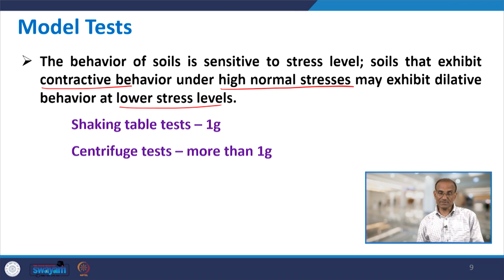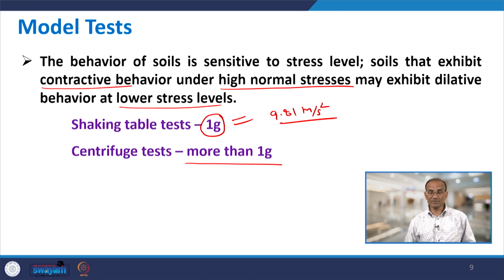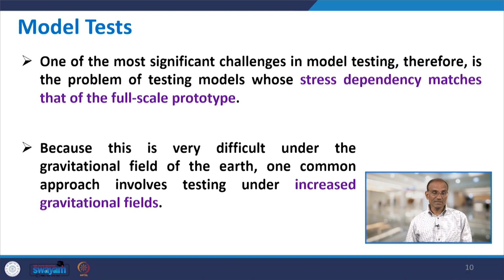Two types of modal tests are popular. One is called the shaking table test, which is at 1G, that is acceleration due to gravity, 9.81 meter per second square. However, centrifuge tests are conducted at higher G, certainly more than 1G. It could be 100G, 50G, 10G or even 1000G, so it is quite high compared to 1G. Let us continue with this model. One of the most significant challenges in model testing is the problem of ensuring the model's stress dependency matches that of the full scale prototype. Stress dependency is an important issue.